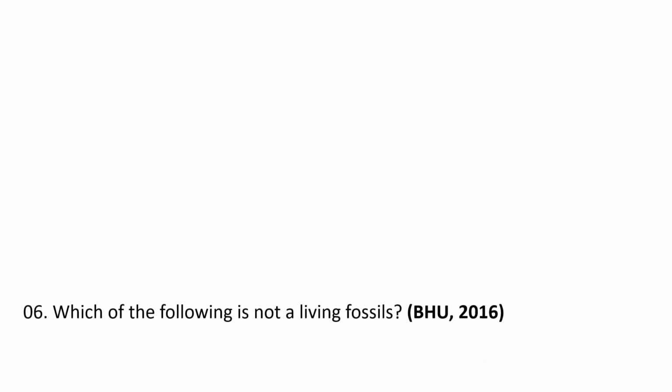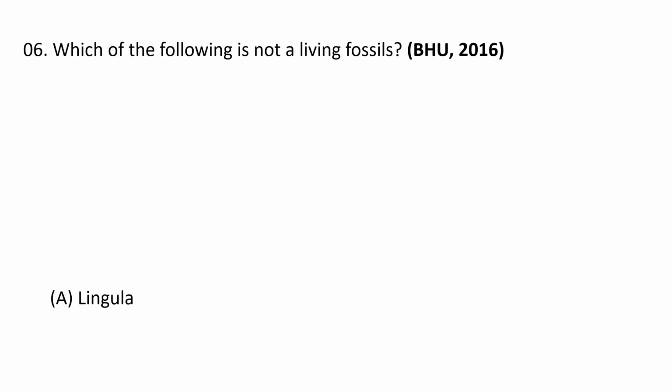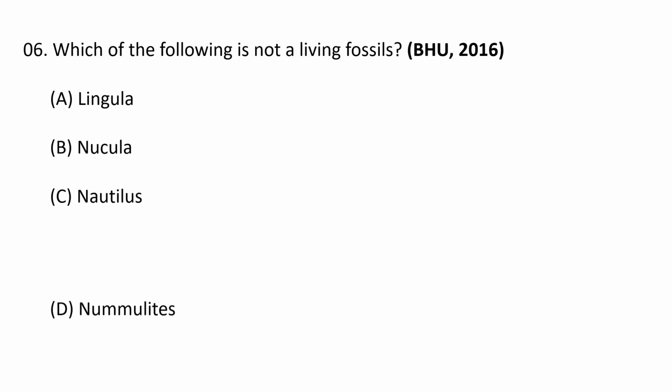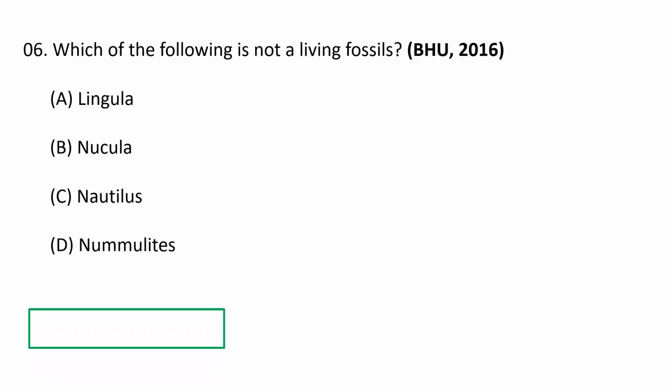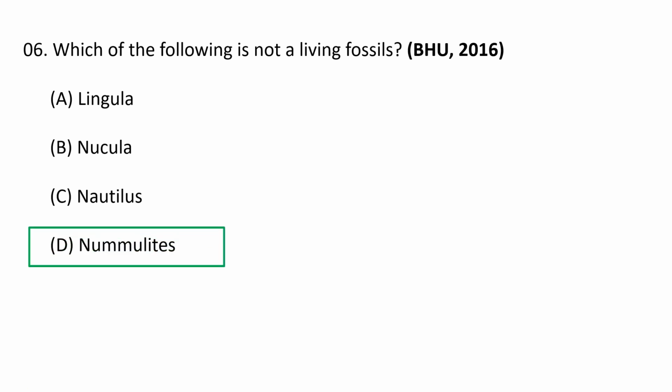Next question. Which of the following is not a living fossil? A. Lingula, B. Nucula, C. Nautilus, and D. Nummulites. So the correct option is D, Nummulites. Nummulites are protists from the phylum Granuloreticulosa and the class Foraminifera, also called Foraminiferida, and it is not a living fossil.